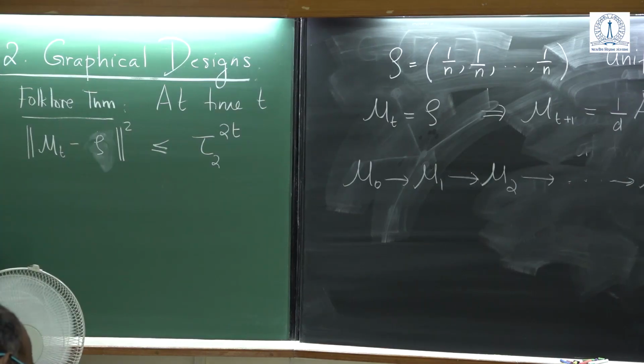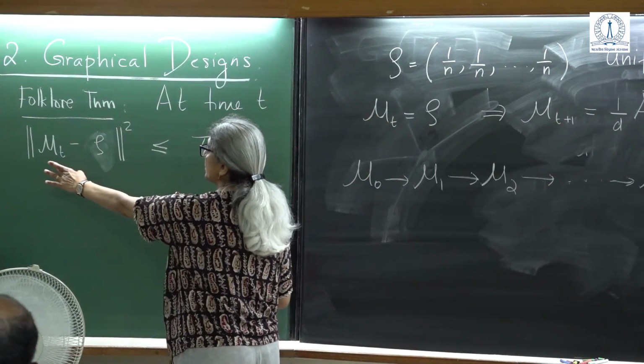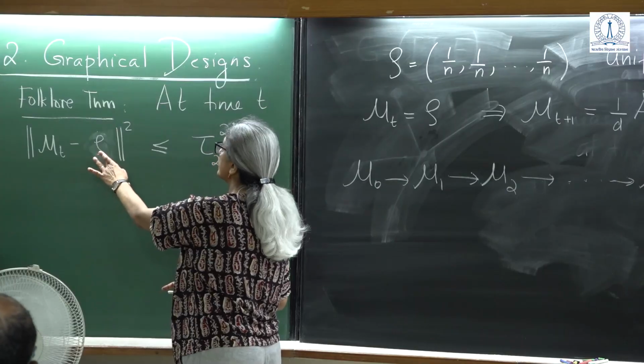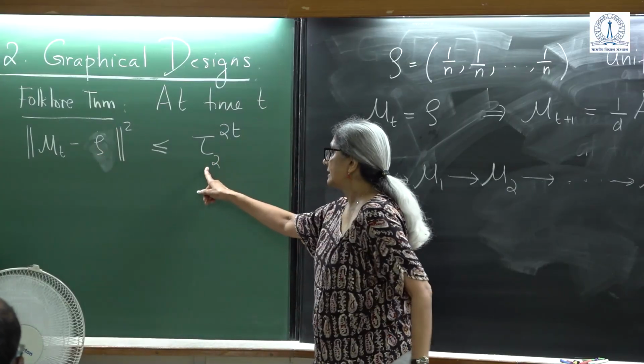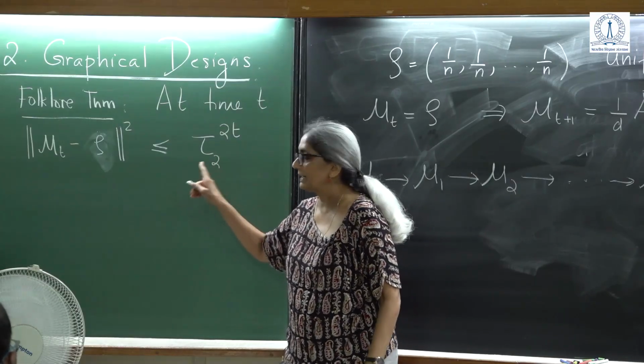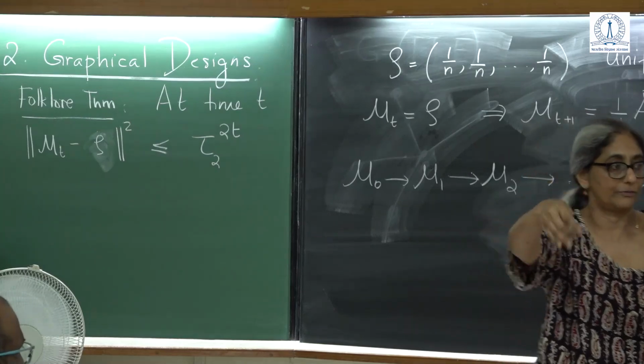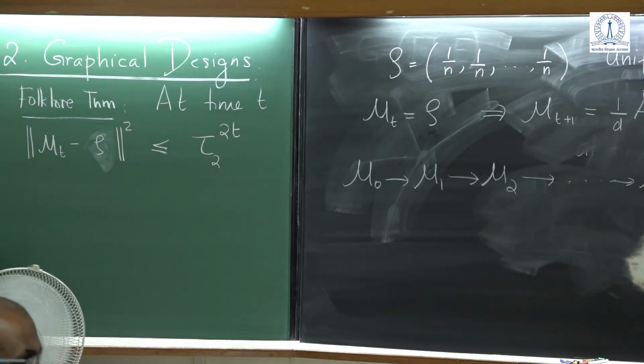Okay, so this is the measure. So what is this saying? This is saying that the distance between the current measure and the uniform measure is controlled by tau 2 to the 2t. Now, does this mean that you will get to the uniform measure as you let t go for a long time? Think about what you told me about where the spectrum lies, right?